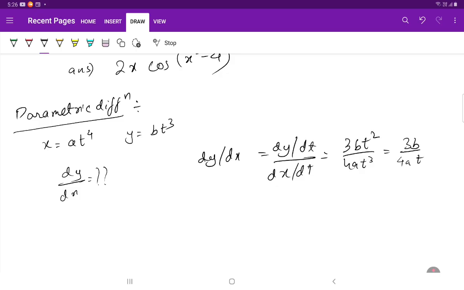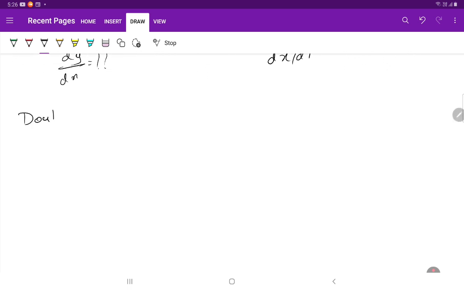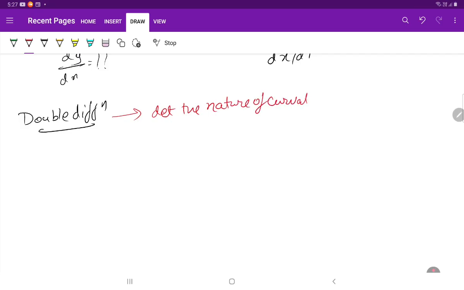Last but not the least is double differentiation. While discussing differentiation, I said that differentiation helps us find the tangent at a given point. But what about double differentiation? The utilization of double differentiation is that it helps us determine the nature of curvature at a given point.